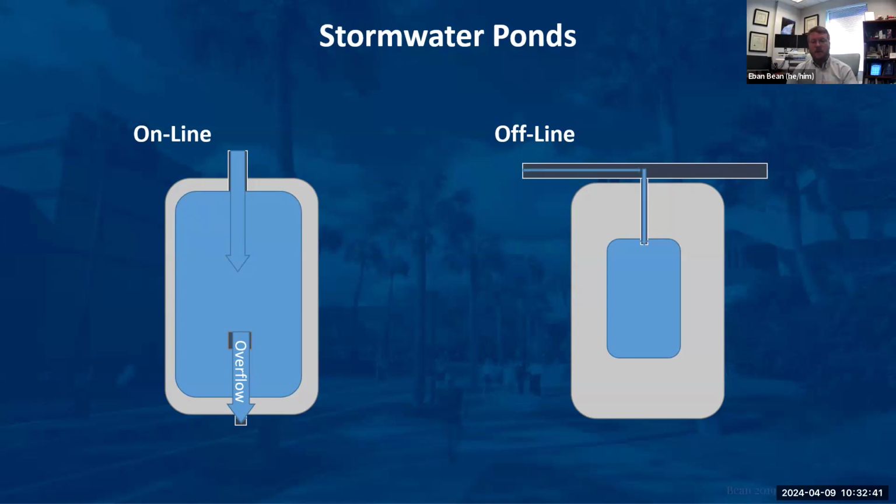If the pond is offline, this usually looks like it only has one inlet. But in reality, it's a two-way flow that occurs here.